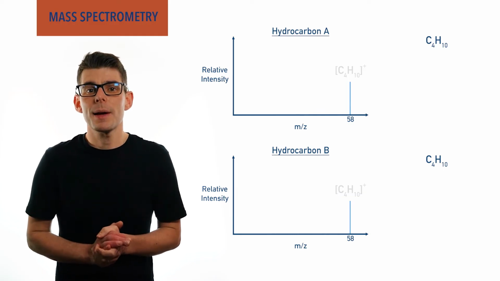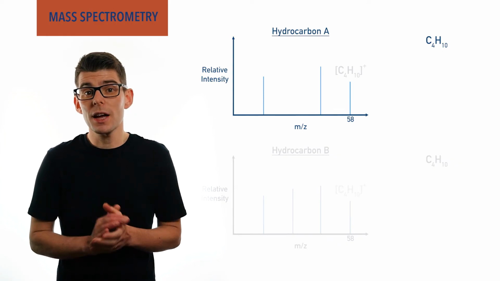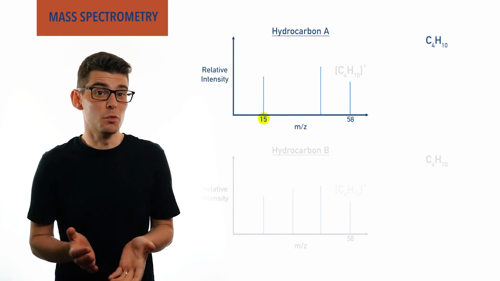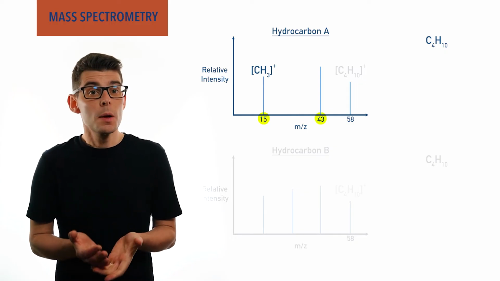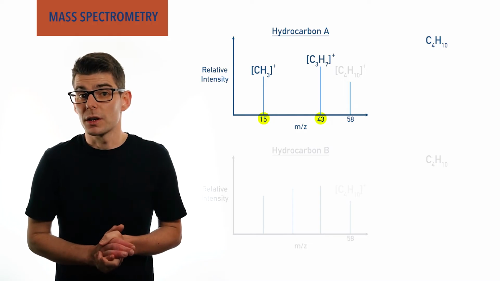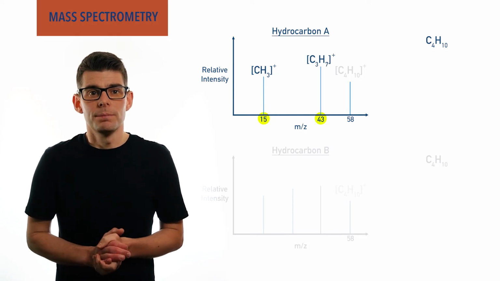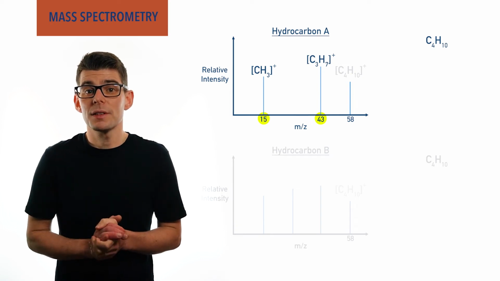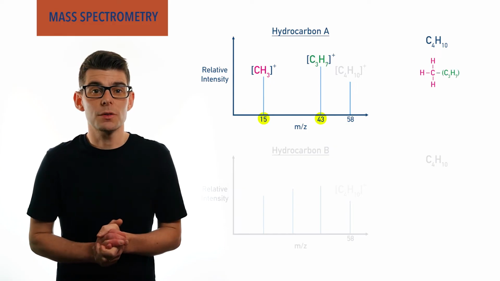If we look at their spectra, they are slightly different. For spectra A, there is a fragment ion peak at 15, almost certainly a CH3+ ion, and at 43, probably a C3H7+ ion. 3 times 12 for the carbons, plus 7 times 1 for the hydrogens, gives 43. This tells us that compound A contains a CH3 group bonded to a C3H7 group.